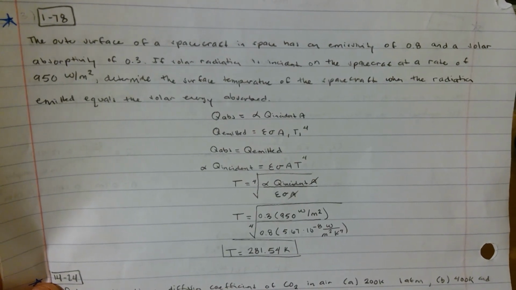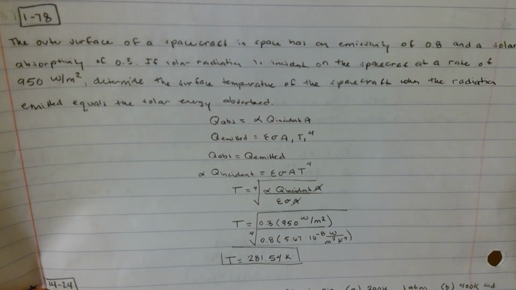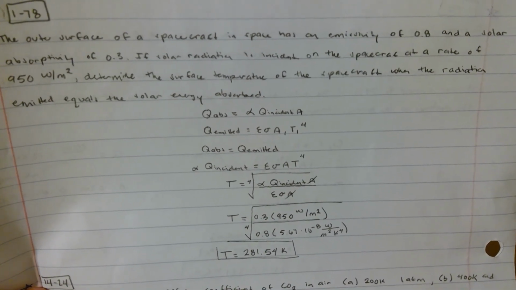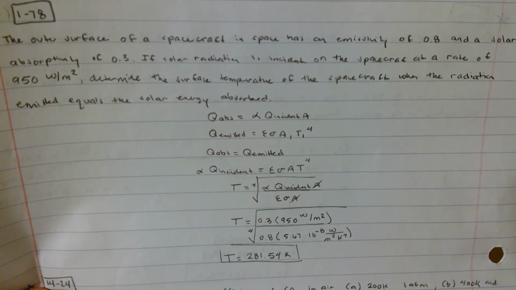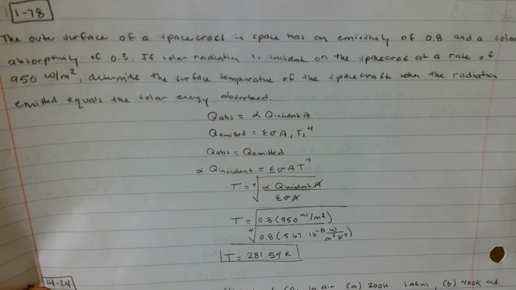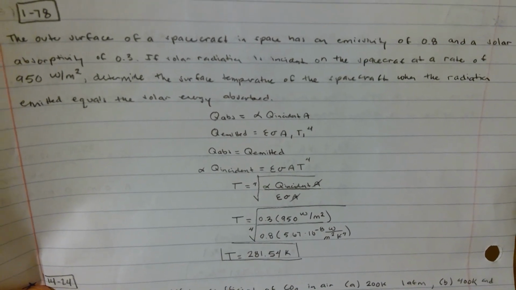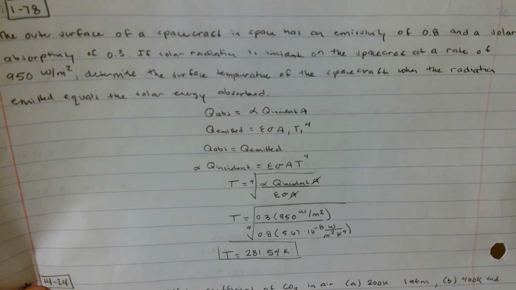In 1-78, we're using our knowledge of the Q absorbed and Q emitted equations. Here we are asked to set them equal and solve for the temperature, as the surface temperature of the spacecraft is asked when the radiation emitted equals the solar energy absorbed. Here we are able to solve for the T, the areas cancel, they are the same, and we are able to get a T value of 281.54 Kelvin.